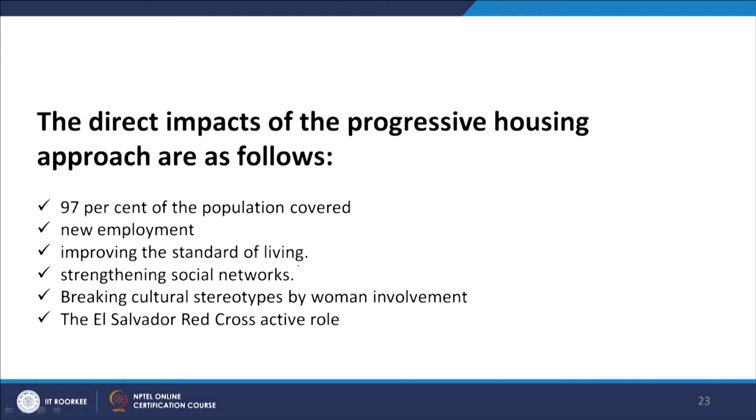And what are the direct impacts of this progressive housing? 97% of the population have been covered, new employment has been generated, and the standard of living improved, strengthening the social networks because they started working together, and breaking cultural stereotypes of women's involvement, because women have been a major asset, where people came forward to be part of the recovery program in terms of decision making and construction. And the El Salvador Red Cross, the local Red Cross, had an active role.